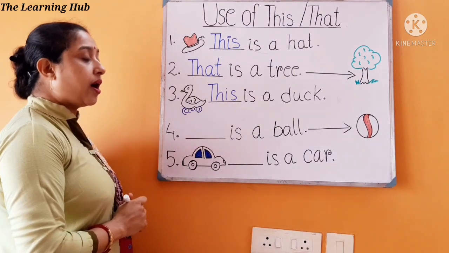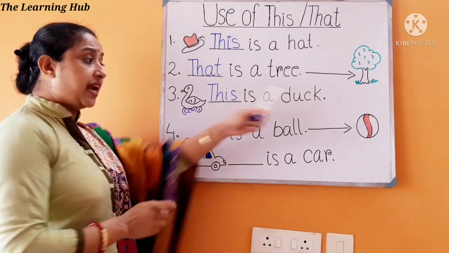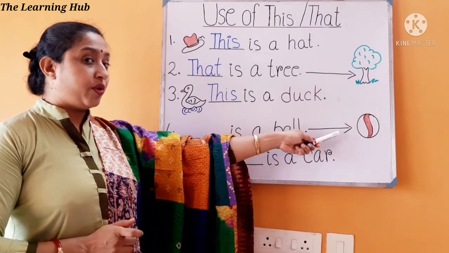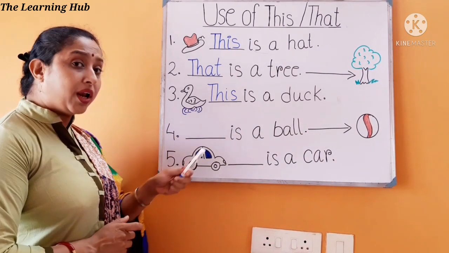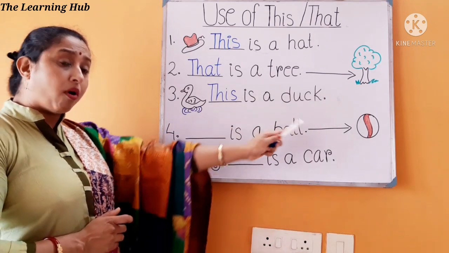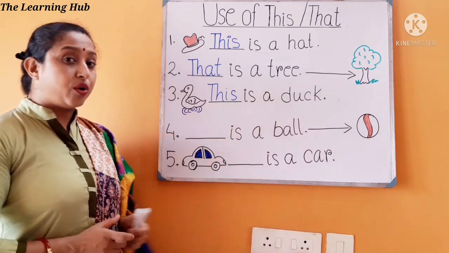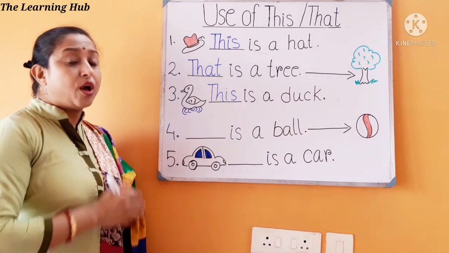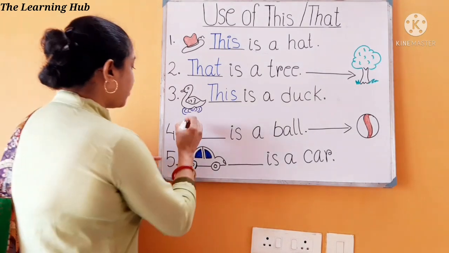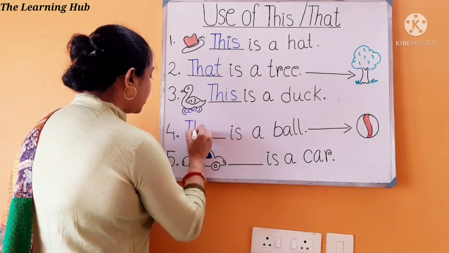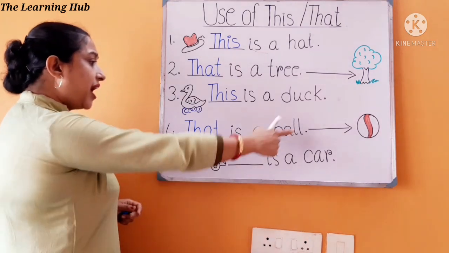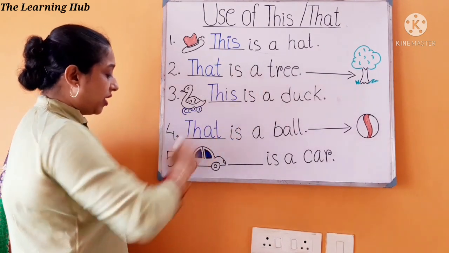Now look at the next sentence. Here I have drawn a ball after the sentence and I am showing the ball through an arrow which is depicting that the ball is far away from me. Ball मेरे से बहुत दूर है. So what should I write over here when something is far away from us? Yes, that. So I have to write that. T-H-A-T. That. That is a ball.